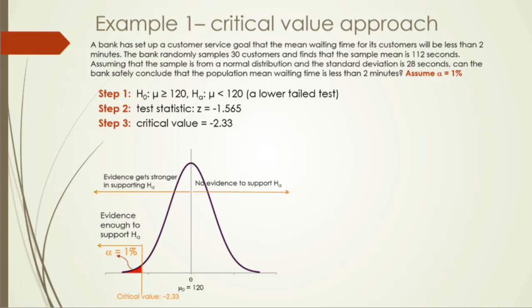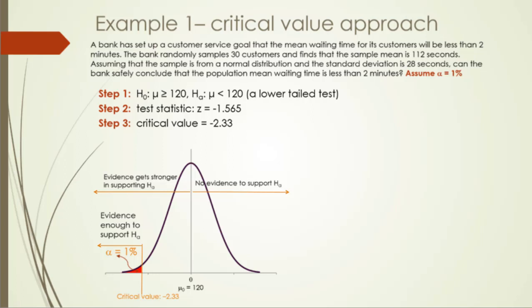A 1% significance level represents that the lower-tailed probability to the critical value is 1%. Using the z-table, we find the negative 2.33 has a lower-tailed probability of 1%. Our critical value is negative 2.33. We are done with step 3.